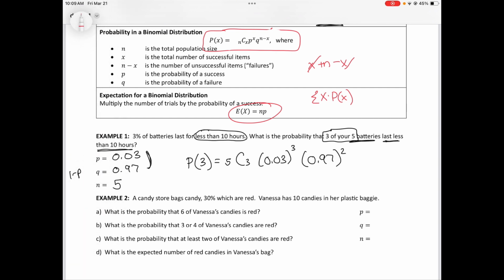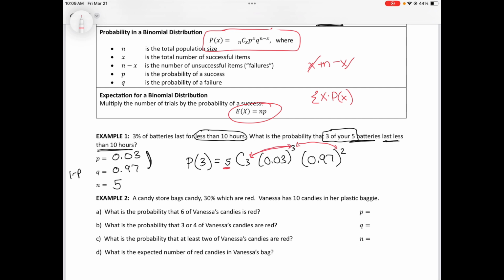A couple of highlights here. These 2 exponents add up to all of your trials, so 3 plus 2 adds to 5. These 2 here, the 3 and the 3, match because they're the number of successes.